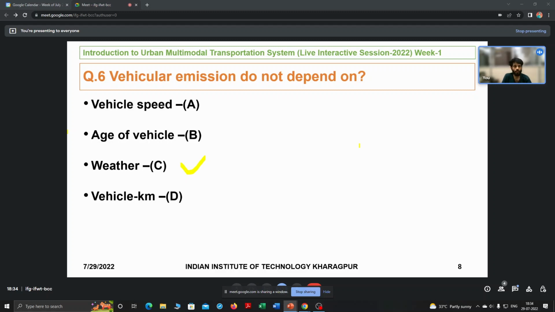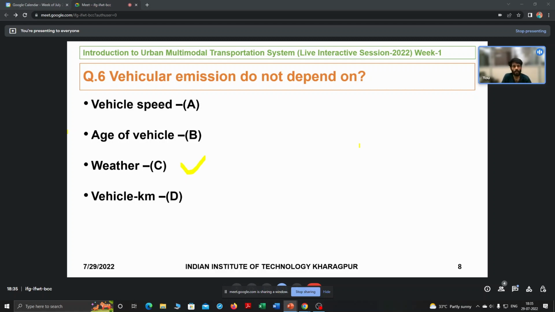Then the age of the vehicle. As you know, in India also the rule came that if it is a commercial vehicle and it is older than 15 years, you are not allowed to use that vehicle, right? So those things have already come. As the vehicle ages, its engine emits more due to its nature, so vehicle emission depends on the age of the vehicle, right?